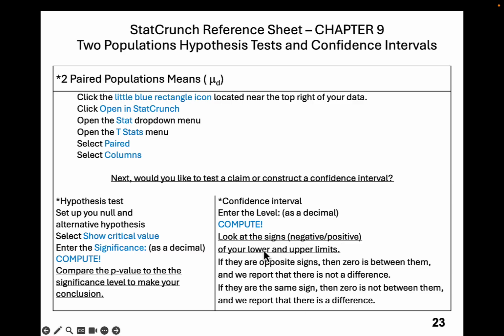And we've got a lot of notes here for you, a lot of details on these slides, so make sure you keep this by you and read these notes when the time comes to look at the signs, negative versus positive, lower and upper limit. If they are opposite signs and zero is between them, we report not a difference. If they are the same sign, zero is not between them, and we report there is a difference. So lots of notes here that will help you, keep this page by you.